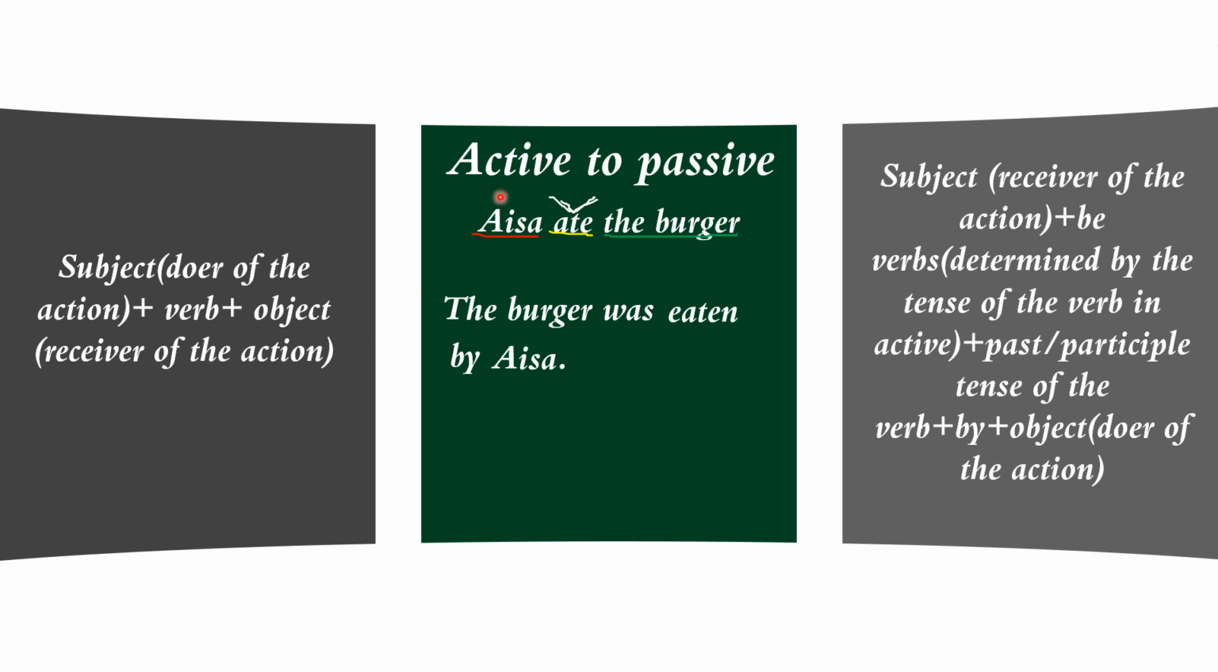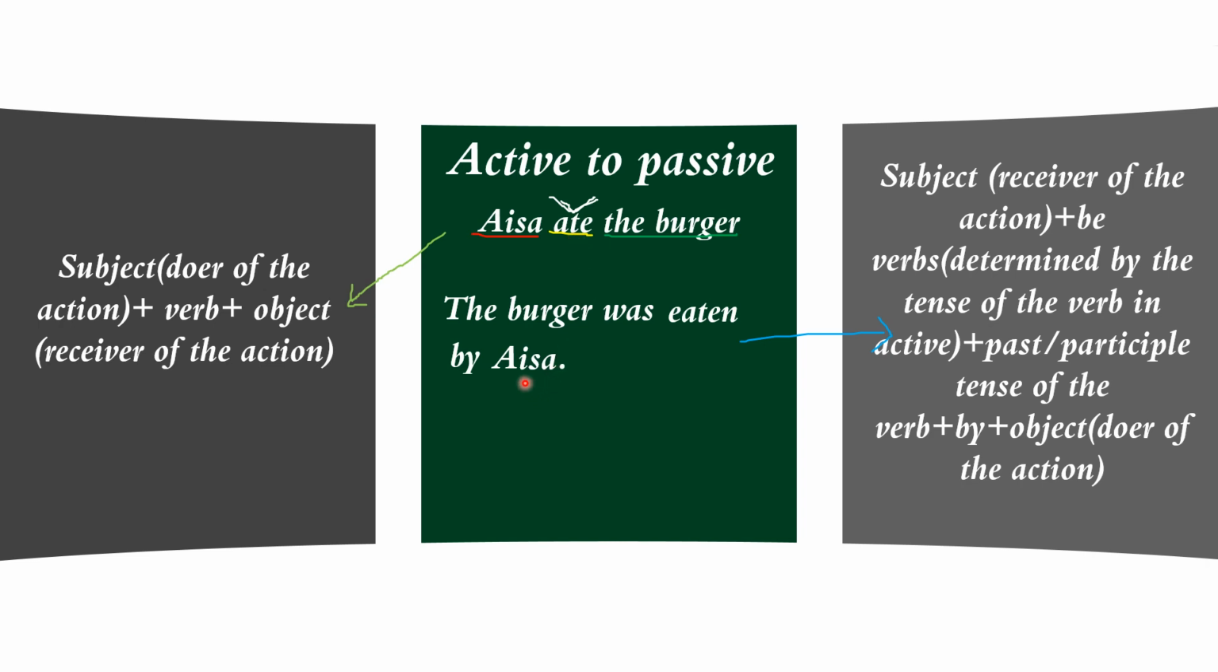So if we're going to take a close comparison of the two, please do not be confused. This is the active voice and this is the passive voice. So we are going to take a close comparison. Take a look at the difference. So the subject is the doer of the action in the active, which is Isa. So Isa eats the burger. Isa is doing the action.